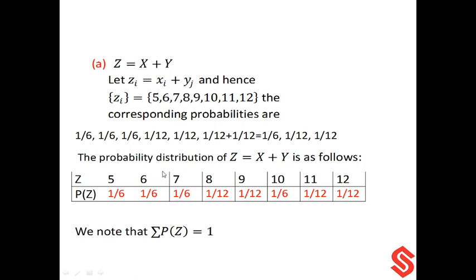So therefore the probability distribution of z is equal to x plus y is as follows. We have the values of z, that is x plus y: 5, 6, 7, 8, 9, 10, 11, 12, and p of z is the corresponding probability distribution, and we know that sigma p of z is equal to 1. If you add all these values, you will get it is equal to 1.